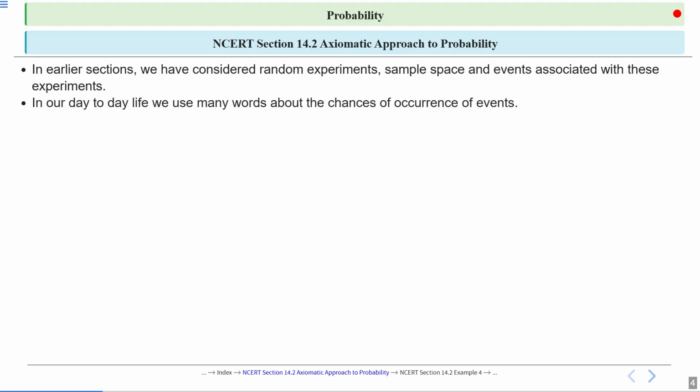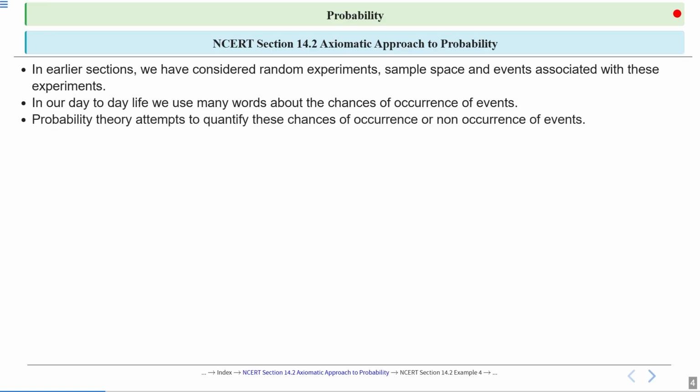And in our daily life, we use many words about the chances of occurrence of events. That is actually called probability of events. So probability theory attempts to quantify these chances of occurrence or non-occurrence of events. Probability theory basically describes and explains the chances of occurrence or non-occurrence of events.